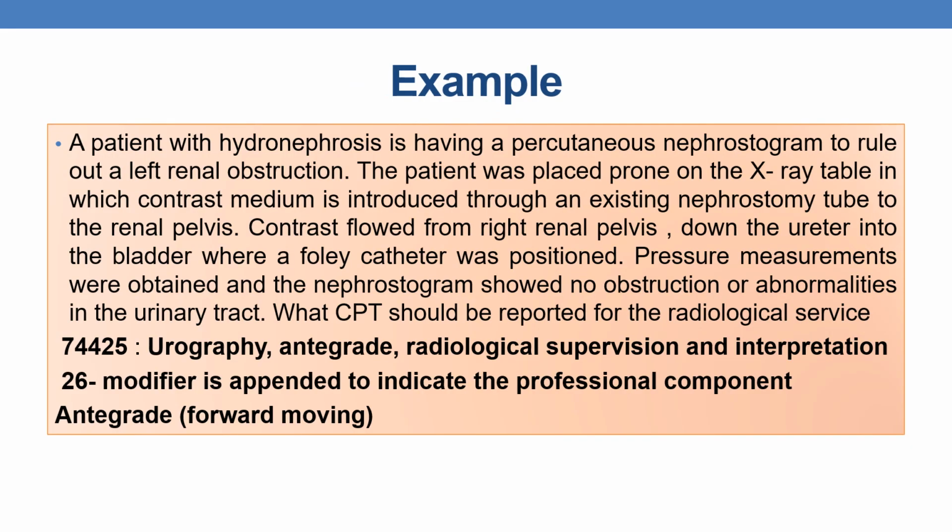Now let us discuss an example. A patient with hydronephrosis is having percutaneous nephrostogram to rule out left renal obstruction. The patient was placed prone on the X-ray table in which a contrast medium is introduced through the existing nephrostomy tube to the renal pelvis. Contrast flowed from the right renal pelvis down the ureter into the bladder. That is forward movement, where a Foley catheter was positioned. Pressure measurements were obtained and the nephrostogram showed no obstruction or abnormalities in the urinary tract. What CPT should be reported?